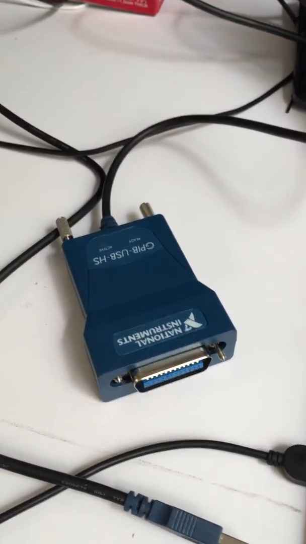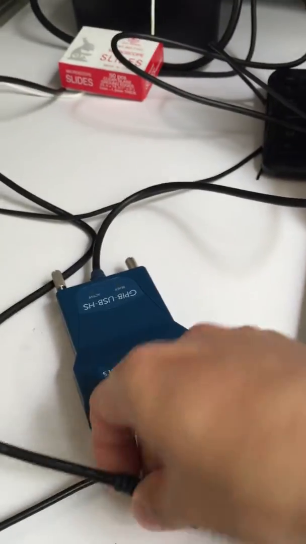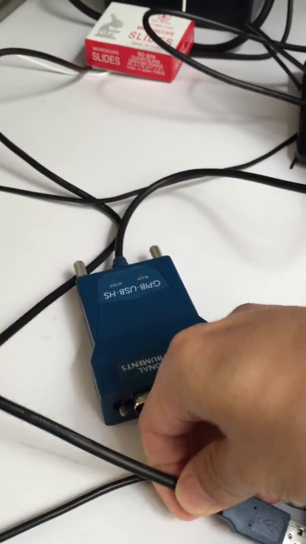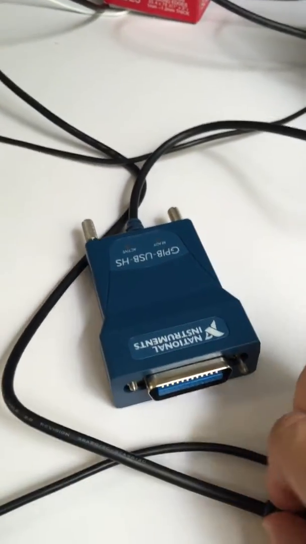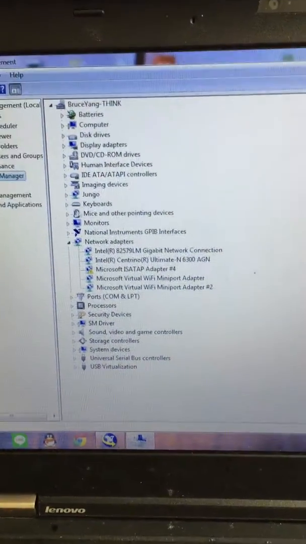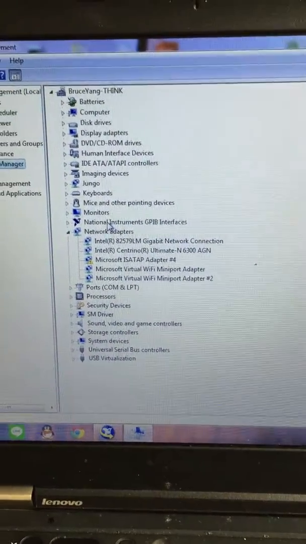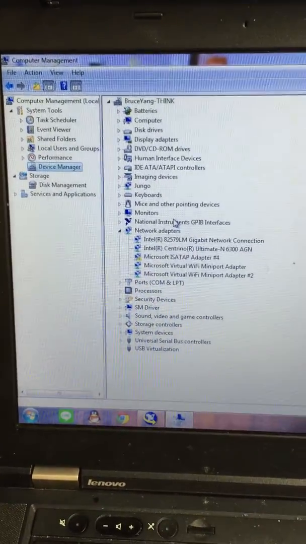Hi, this is the GPIB-USB-HS that I just bought. Now I am plugging the USB to my computer. As you can see, the red light is on, and then the system recognizes it as the National Instruments GPIB interface in the device manager.